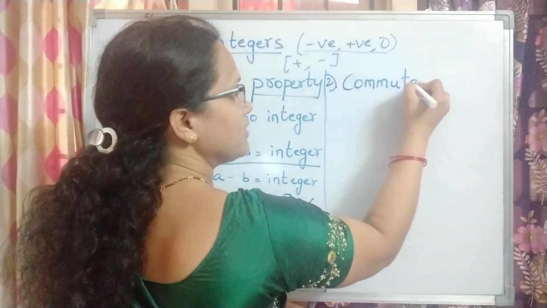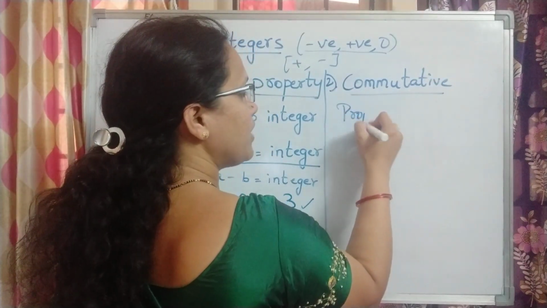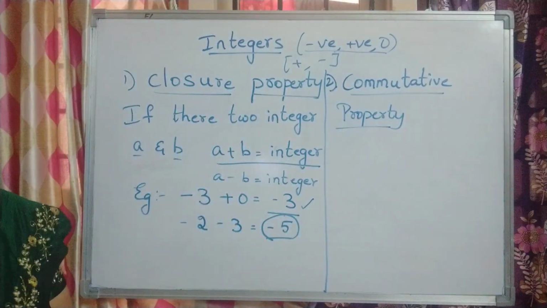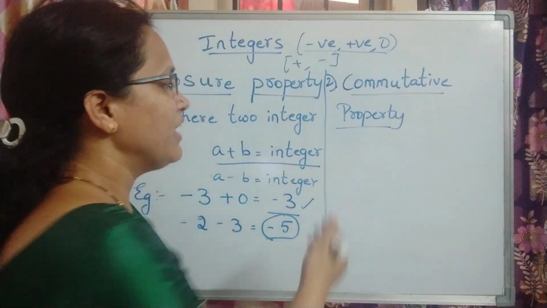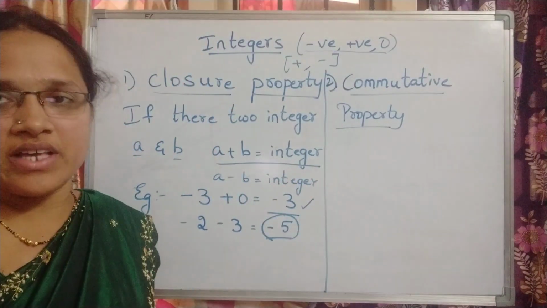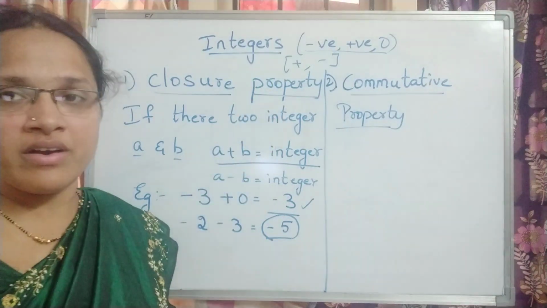Commutative property. So what is this commutative property? What is this telling about? Commutative property actually tells us that, like we are taking here also in two cases, that means using two arithmetic operations, one under addition and one under subtraction.